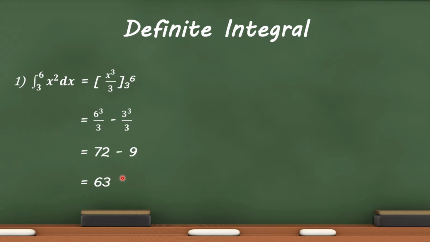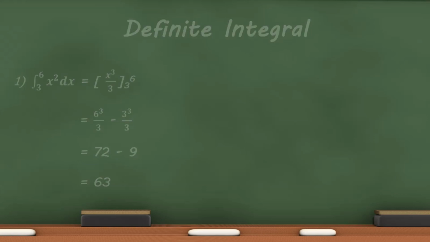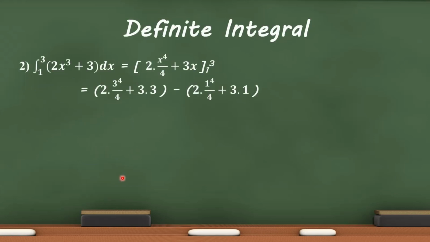Or one more example by which this topic is clarified. Limits 1 to 3, 2x cube plus 3 dx given. First you have to integrate it. 2 written, integration of x cube is x power 4 upon 4, plus 3, and integration of 3 into 1 we can consider, that is 3x. Integration of 1 is x.